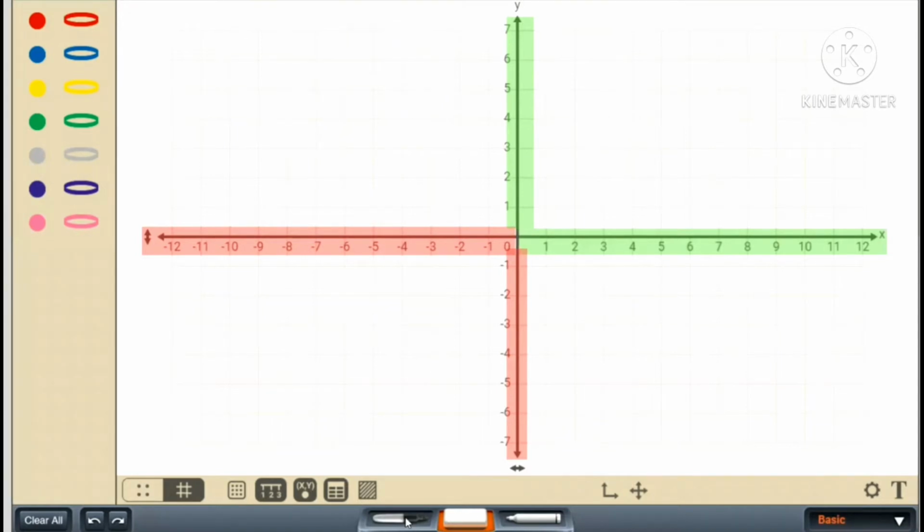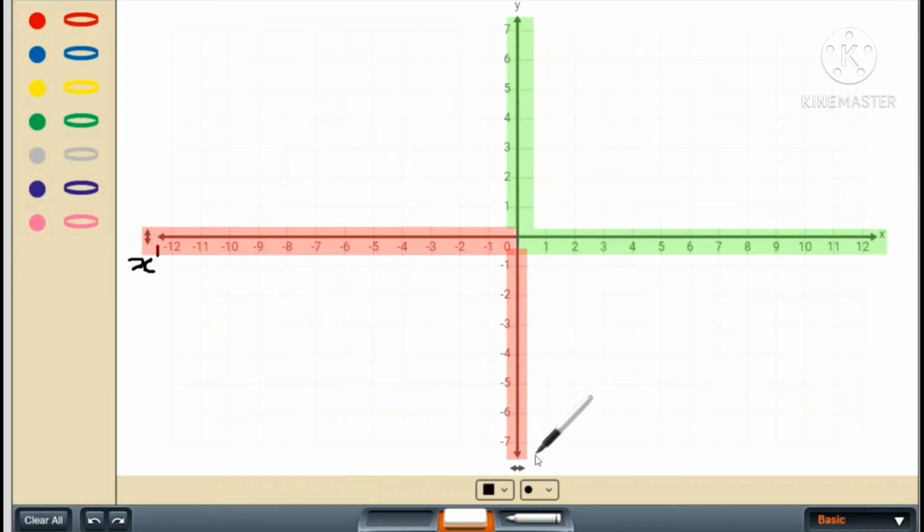In the horizontal line, the x-axis, the positive side is denoted by x, and the negative side is x dash. In the same way, for the vertical line, which is the y-axis, the positive side is denoted by y, and the negative side is y dash.